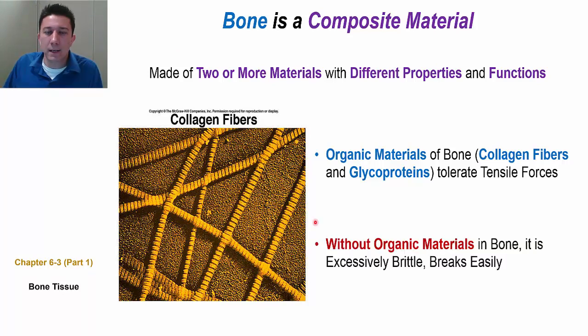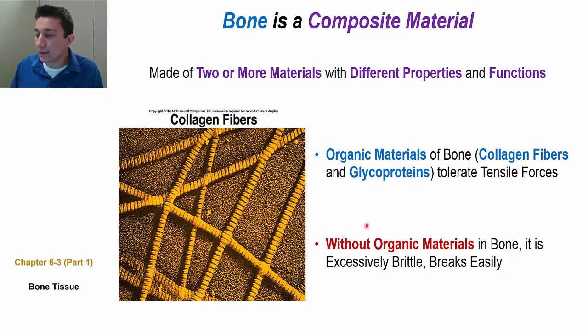So in order to illustrate how bone material would behave, let's consider a scenario in which we have a bone that does not have the organic materials within it. In the lab, you'll see a few examples of bones that have been kiln dried, and when we do that, we're removing the organic materials. The collagen fibers and the glycoproteins are essentially drying up, and so we're removing them from bone. When we have bone that doesn't have organic material in it, bone is excessively brittle and it breaks quite easily.